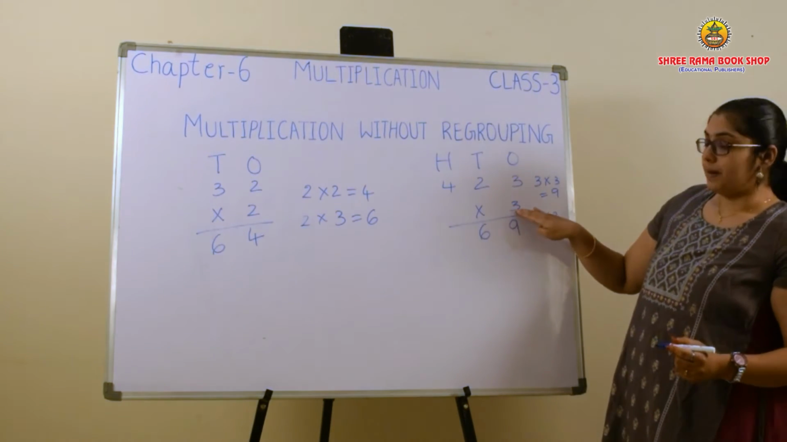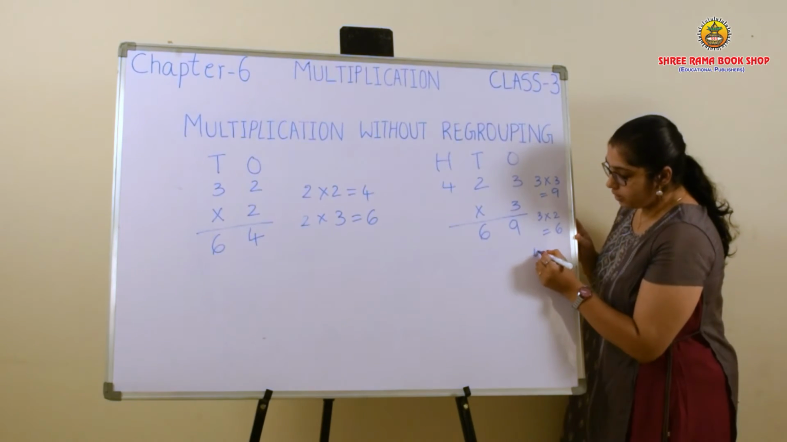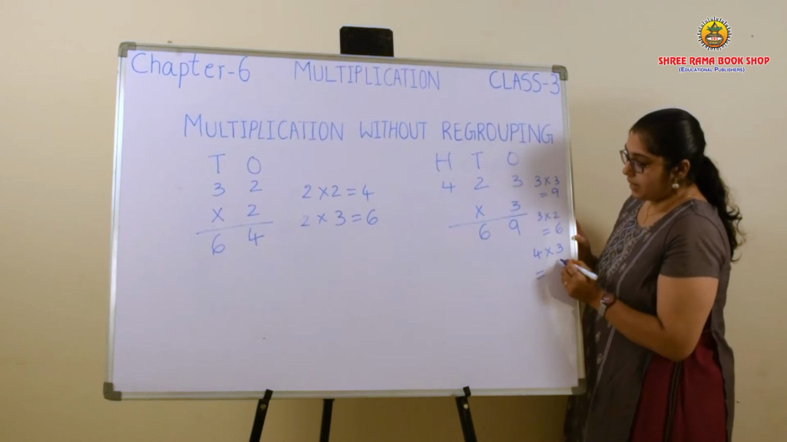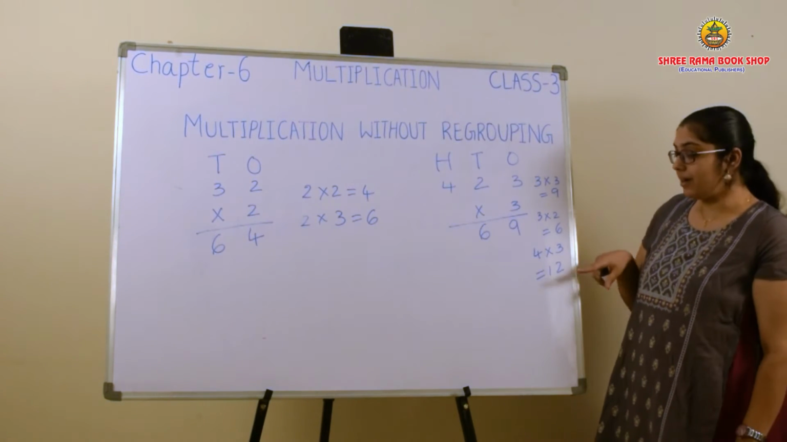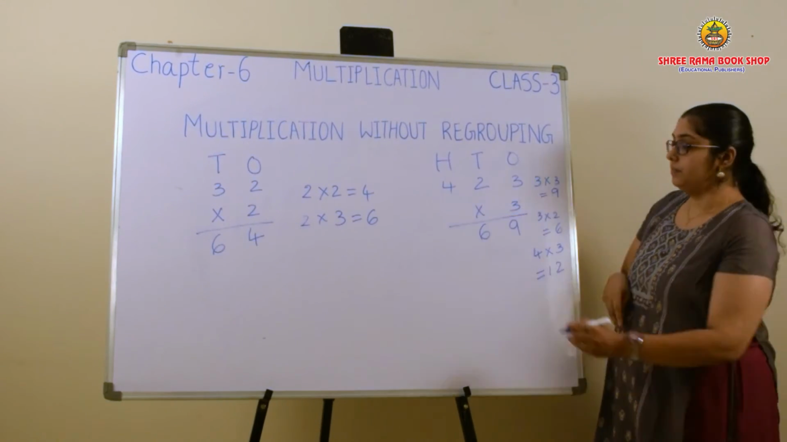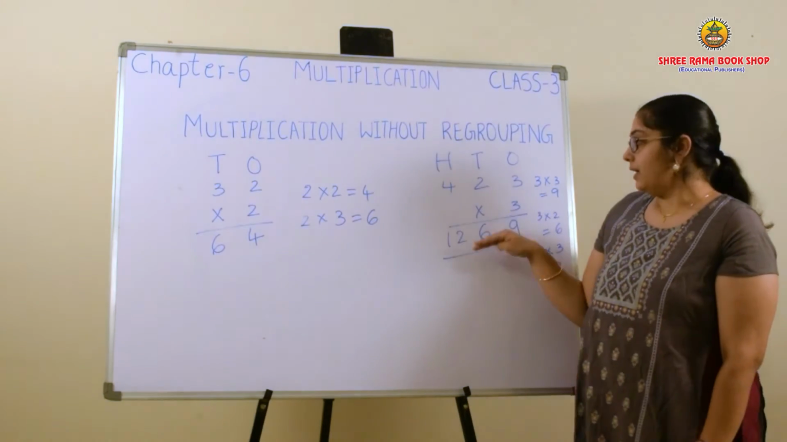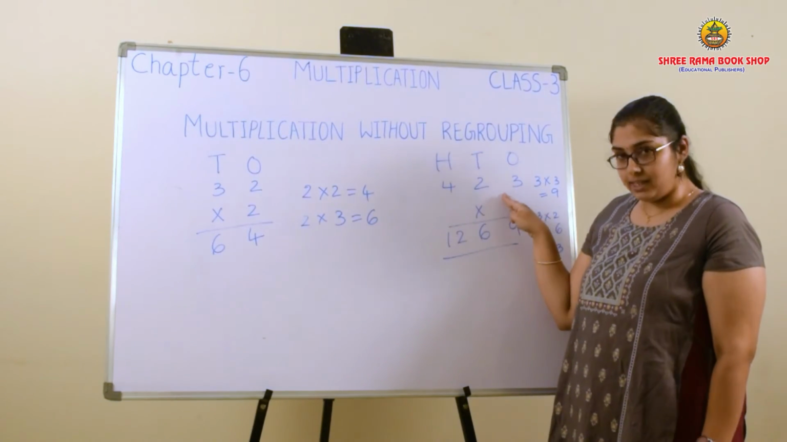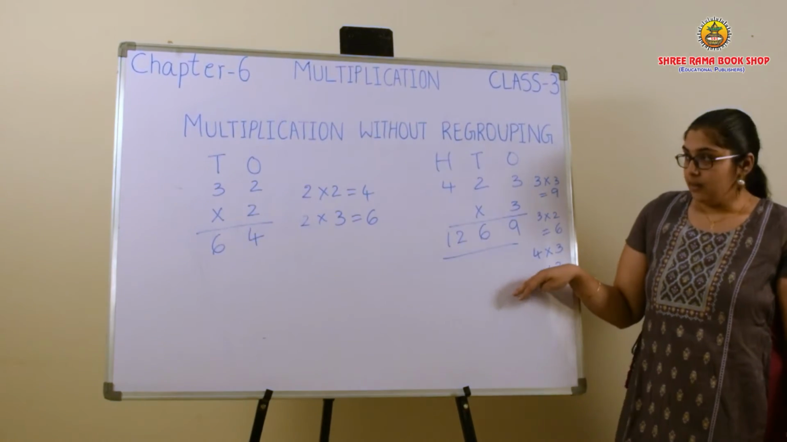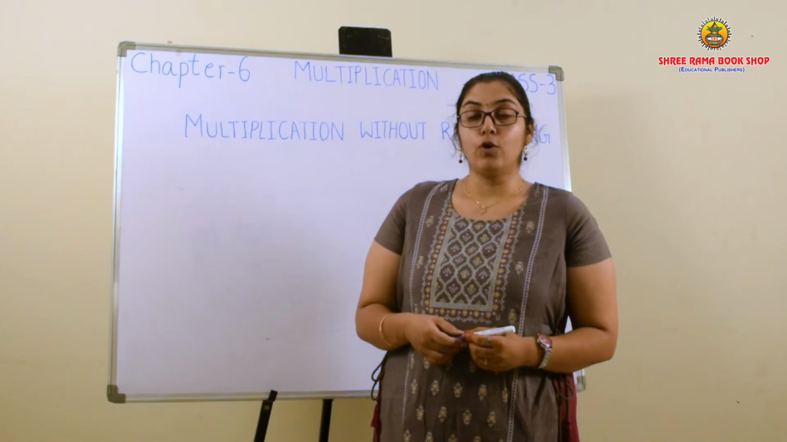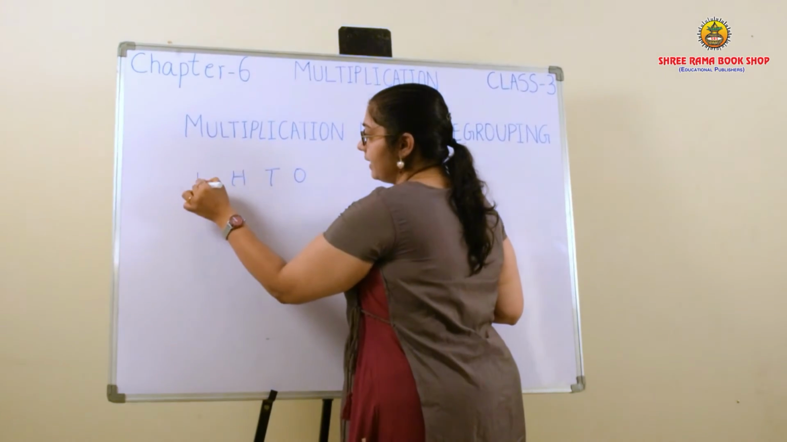Now I will be multiplying 3 with the digit in the hundreds place. So 4 into 3 is nothing but 4 3s is 12. So the product of 4 and 3 is 12. I will write this product in the hundreds column over here. So I can say that when I multiply 3 with 423, I will get the product as 1269.